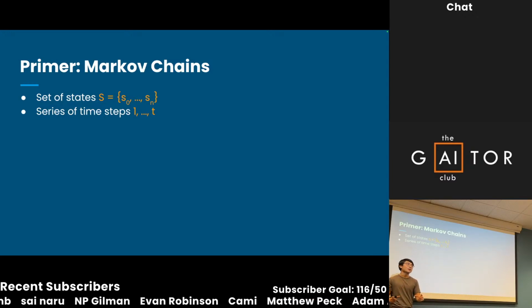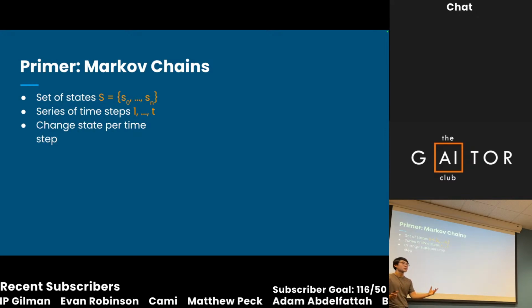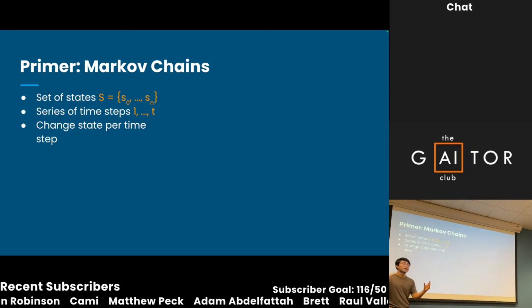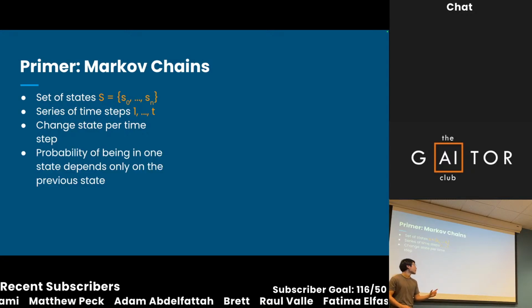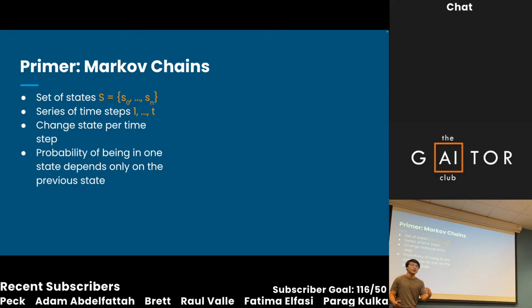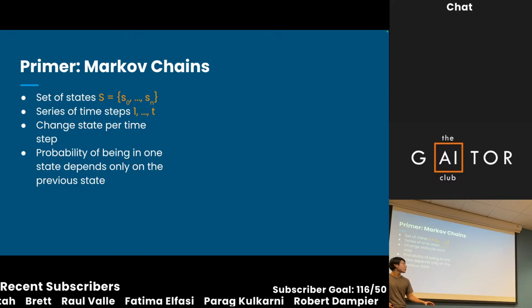At every time step, I'm associated with a different state, or the same state. You can have states repeated as well. You're going to change the state per time step, and you can also stay in the same state. This will be more evident when you see the diagram. The probability of being in one state depends only on the previous state, and not on the states way before. This will also be more evident in the diagram.